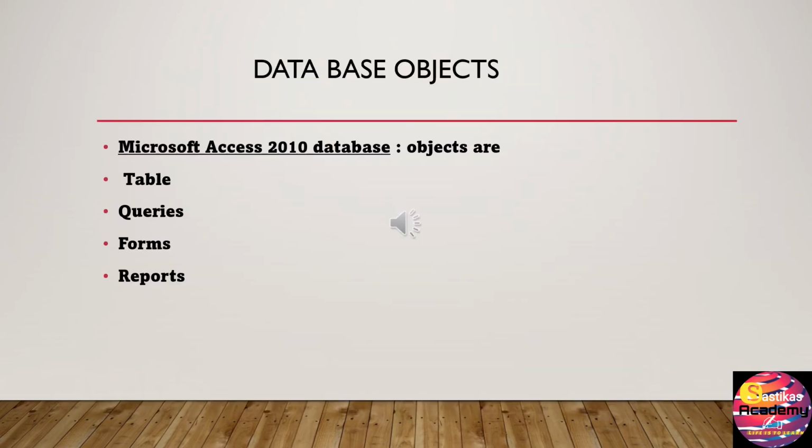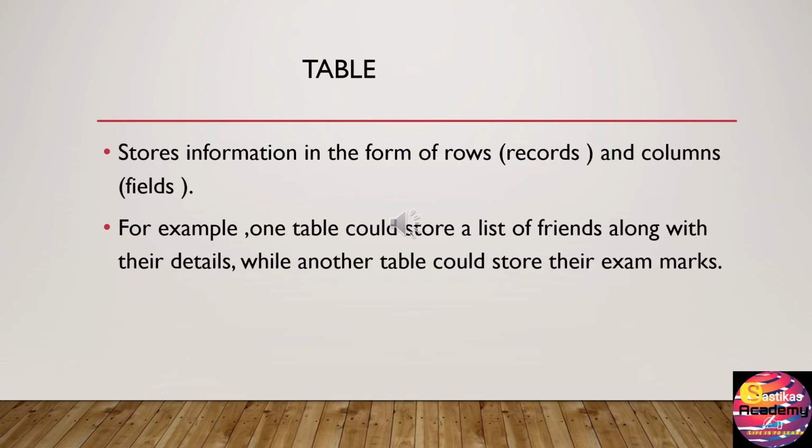These are all the objects in a database: tables, queries, forms, reports. These are the four main objects that are used in the database. One of the objects of a database is a table first. A table is known for forms of rows, called records, and a column is considered as a field.